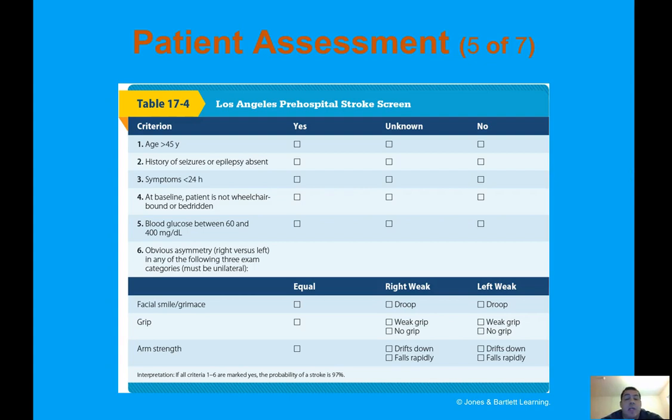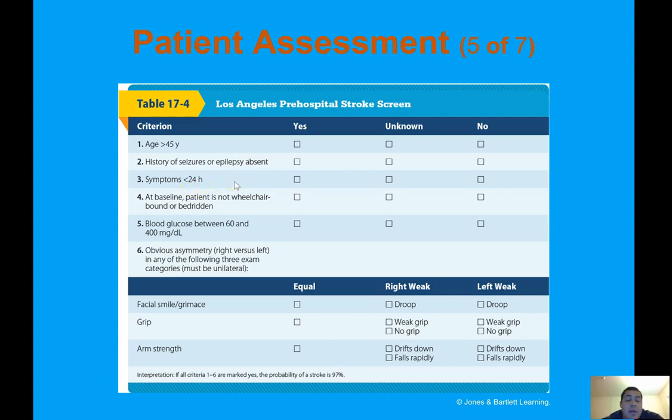So, Los Angeles Pre-Hospital Stroke Screen. This is going to be a little more in depth right here. So this is your criteria. Age can be greater than 45. History of seizures or epilepsy absent. So you want to make sure that they don't have a history of seizures when they're not in the postictal phase. Symptoms are going to be less than 24 hours.